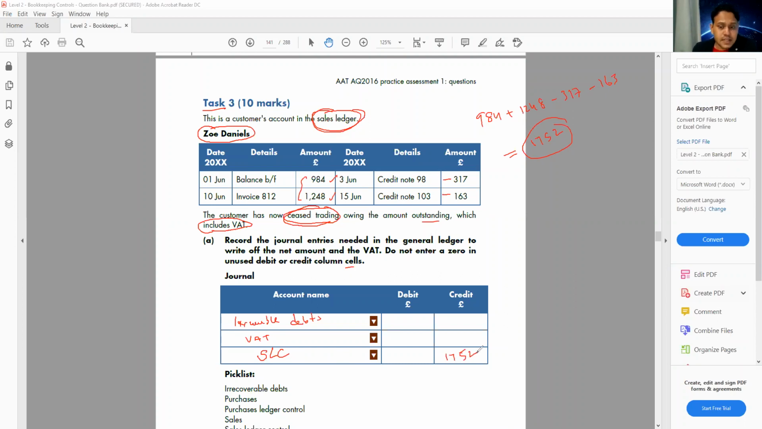And how much is the VAT inside? If you divide by 6, because the VAT is included, the VAT is 292. And the difference is the irrecoverable debt, that is 1,460. Very well done, Manu. So if I add this to debit, it will be exactly equal to the credit.